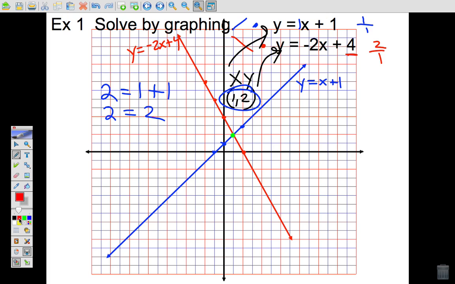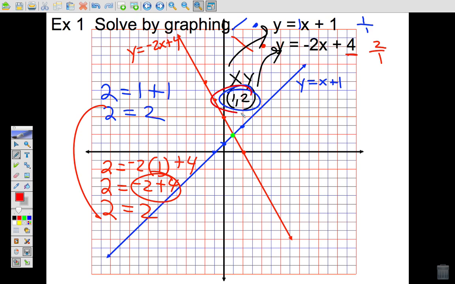Now in the red one, I should say, let's stick 2 in for y equals negative 2 times whatever x is, which is 1, plus 4. Let's see if it makes this one true. Is 2 equal, what's negative 2 plus 4? 2 is equal to 2. So as you can see, this point made both those equations true. That's the solution to those two equations. And we found the solution by graphing them, which is what we're doing in this section.